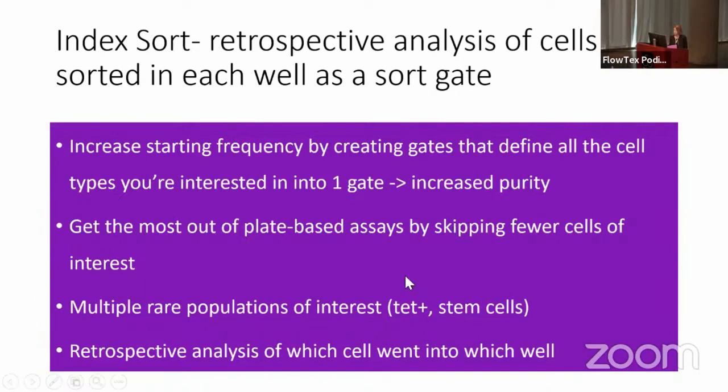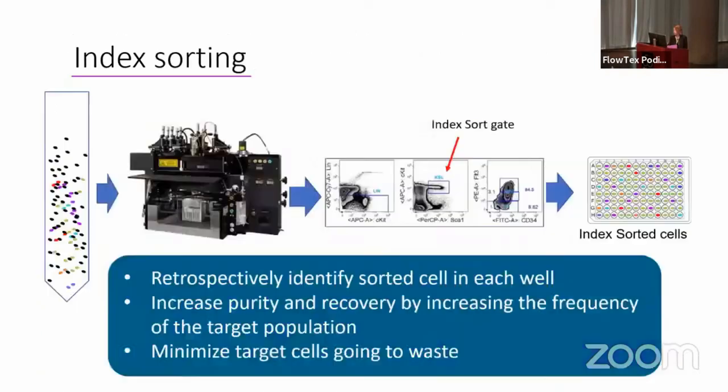Multiple populations of interest that might work for this are things like hematopoietic stem cells. People do this a lot for multiple tetramers, for different types of libraries. And being able to know which cell went into which well will tell you, even in a T-cell assay, was this one a classical memory? Was this one an effector memory? You can know a lot about the phenotype. So get the most data that you can get out of your sort while improving your sort.